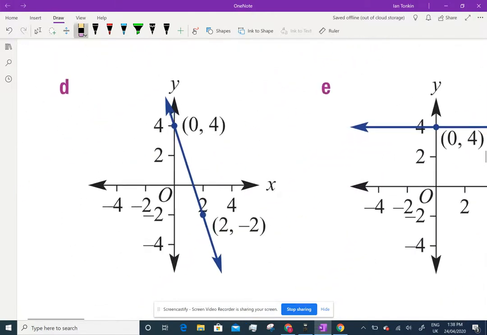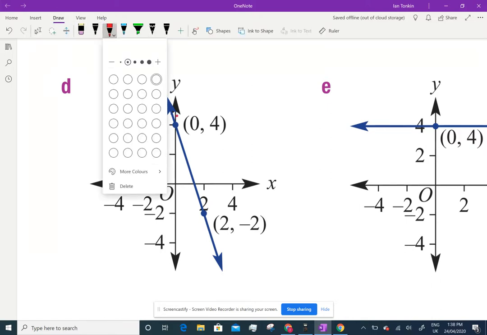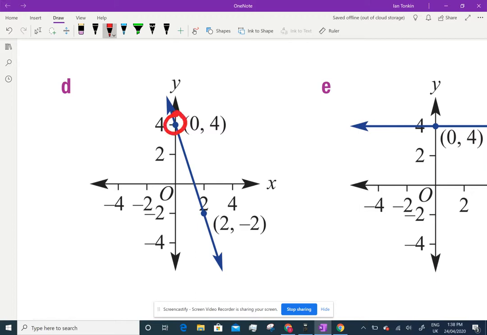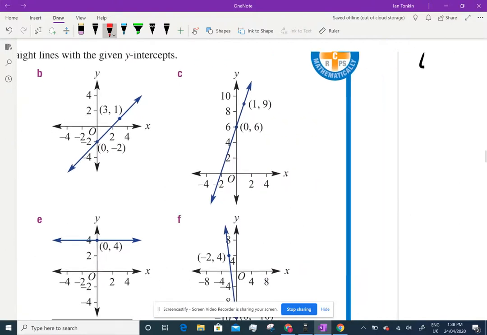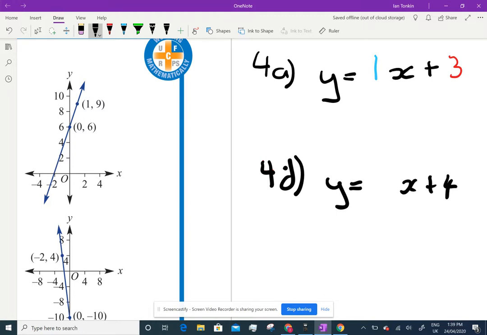Now, I'm going to go down here. Let's have a look at this one. First of all, what's the y-intercept? Give me back my pen, thank you. Well, the y-intercept is 4. So let's go back. And this is 4. Come on, give me a black pen. I want black, thank you. 4D. And it's y equals something x plus 4.